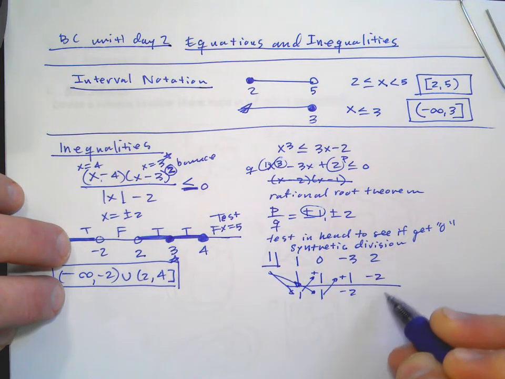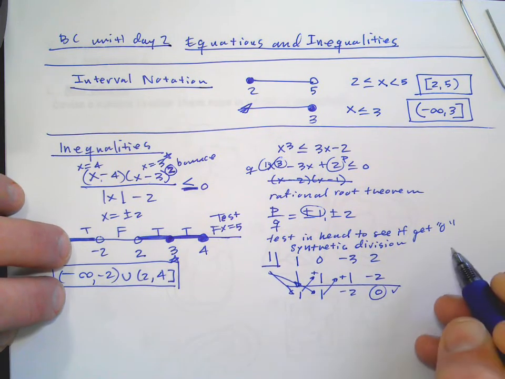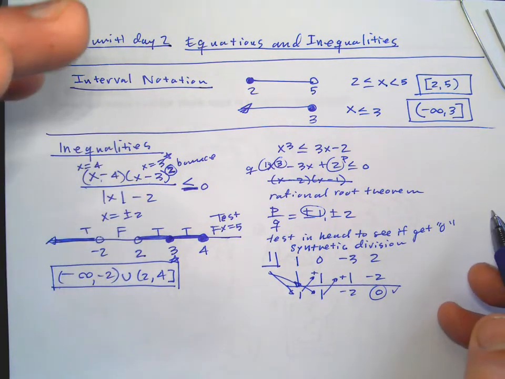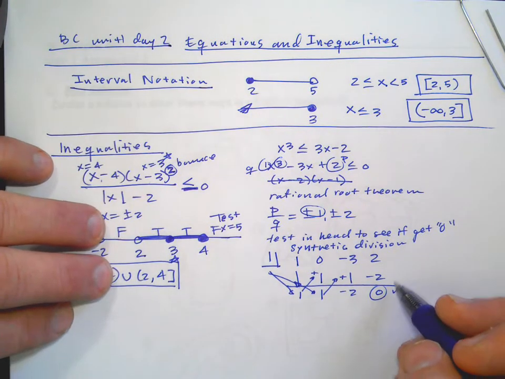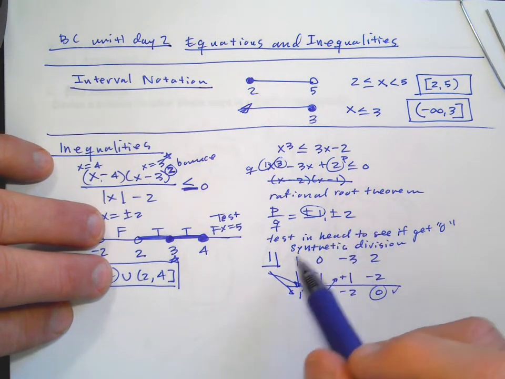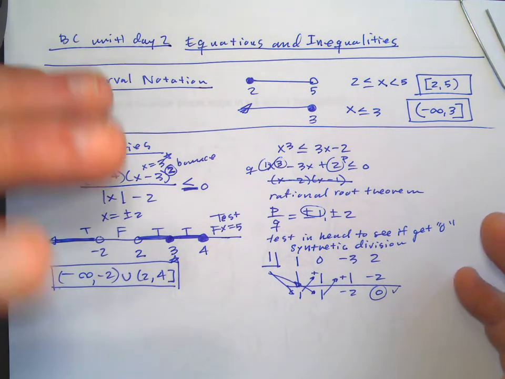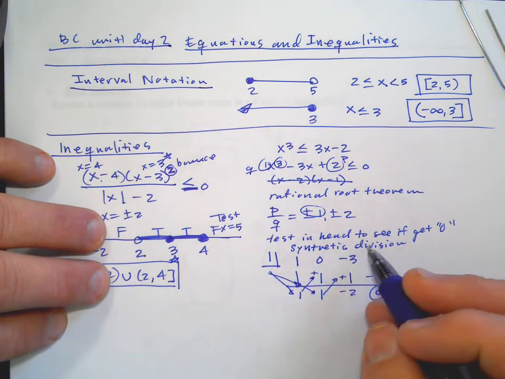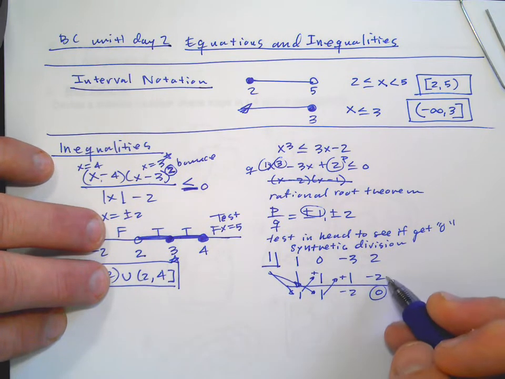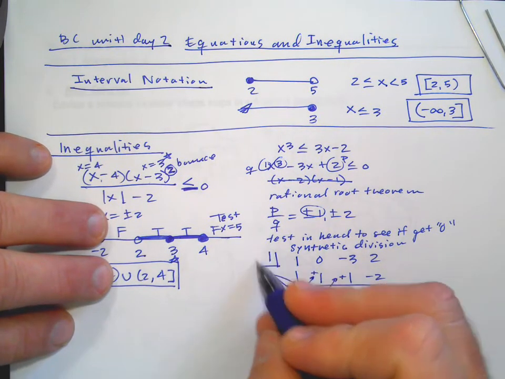And at the end, you should get 0 if you found an actual root. If you didn't, then you either picked the wrong number, you did your synthetic division wrong, or you forgot the missing term. So if you don't get a 0, double check everything. You shouldn't get a 0, don't fake it. I'll know.